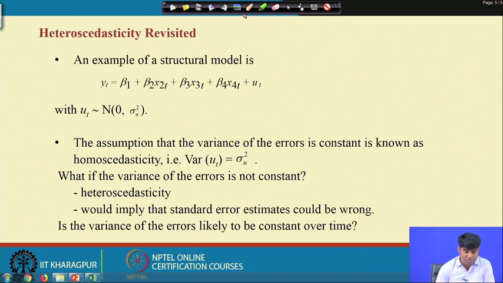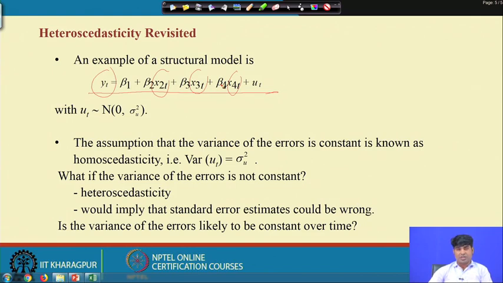Now the basic structure: let us start with a simple model. We have a model where y is the dependent variable, and we have a series of independent variables, three independent variables, x2, x3, x4. We assume that the error terms derived by this estimation process using time series data have mean 0 and constant variance sigma square u, and that is the requirement of the ordinary least squares mechanism.